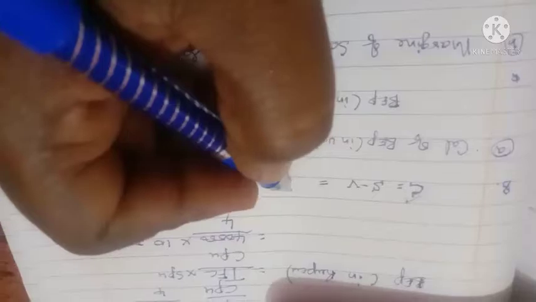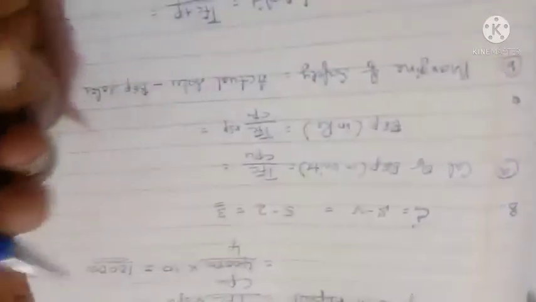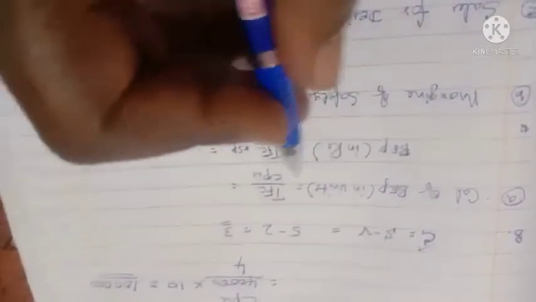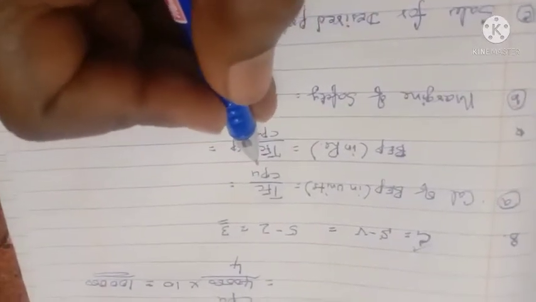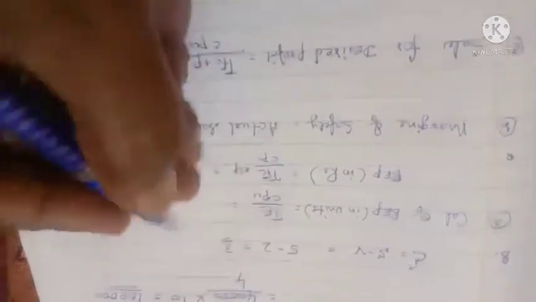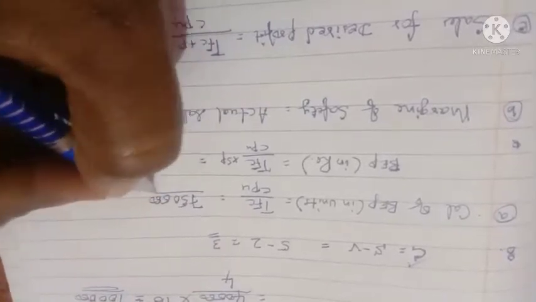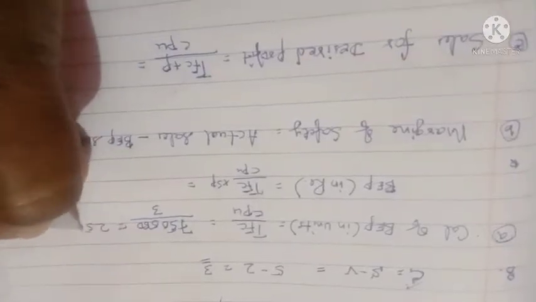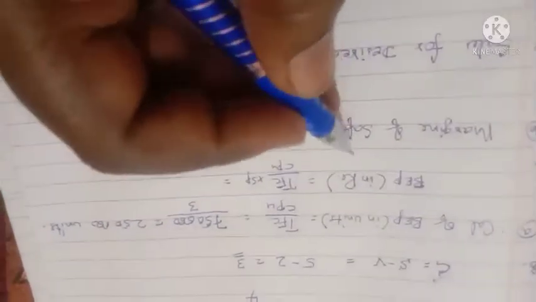First we have to ascertain the contribution. Sales is 5, variable is 2, so 3 is the contribution. Next, we calculate the break-even point in units: total fixed cost divided by contribution per unit. Total fixed cost is common because fixed cost amount is the same. Contribution per unit we calculated is 3, so 2,50,000 units.